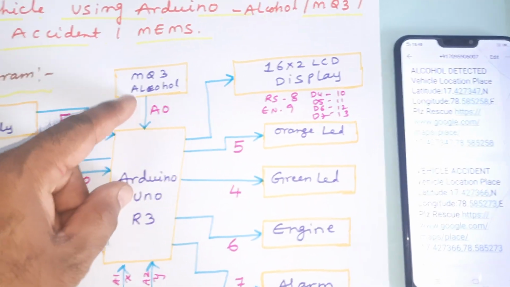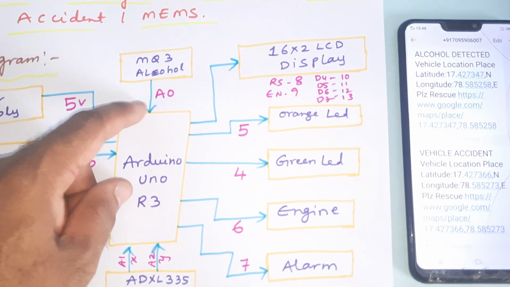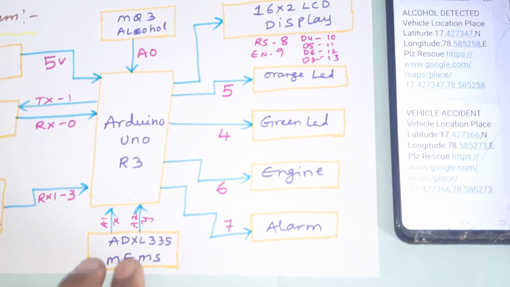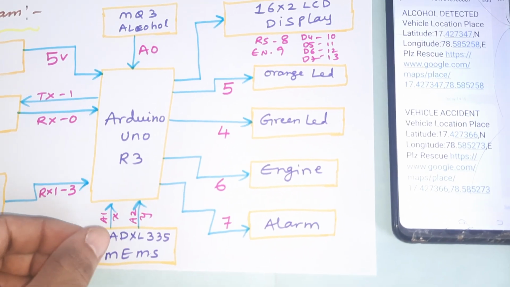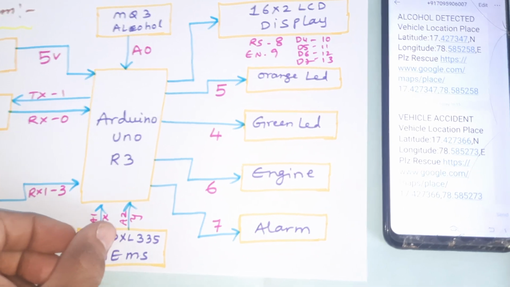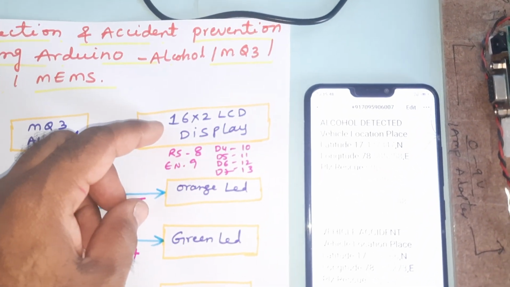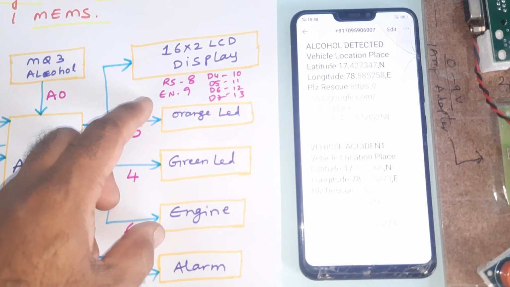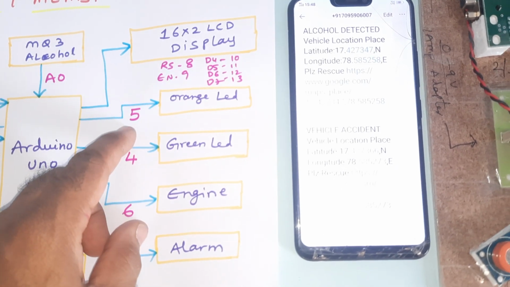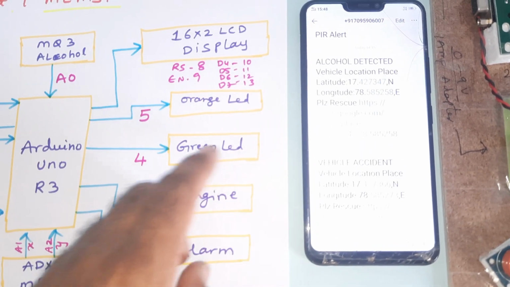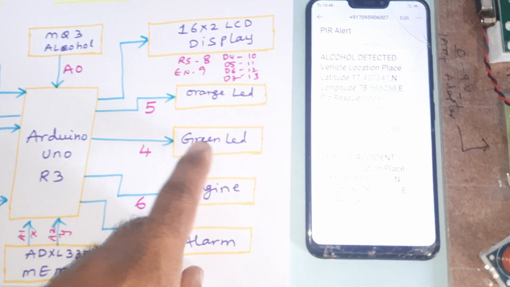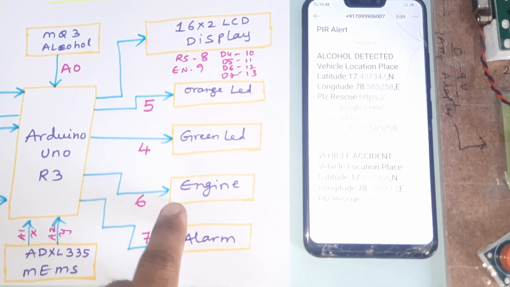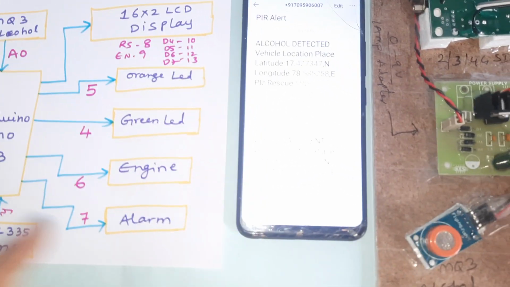The MQ3 alcohol sensor is connected to analog A0. The ADXL335 MEMS accelerometer sensor is connected to A1 and A2, the X and Y coordinates. The 16x2 LCD display is connected with RS, enable, D4, D5, D6, D7, pins 8 to 13. The orange LED is connected to the fifth pin, the green LED to the fourth pin, the engine to the sixth pin, and the alarm to the seventh pin.